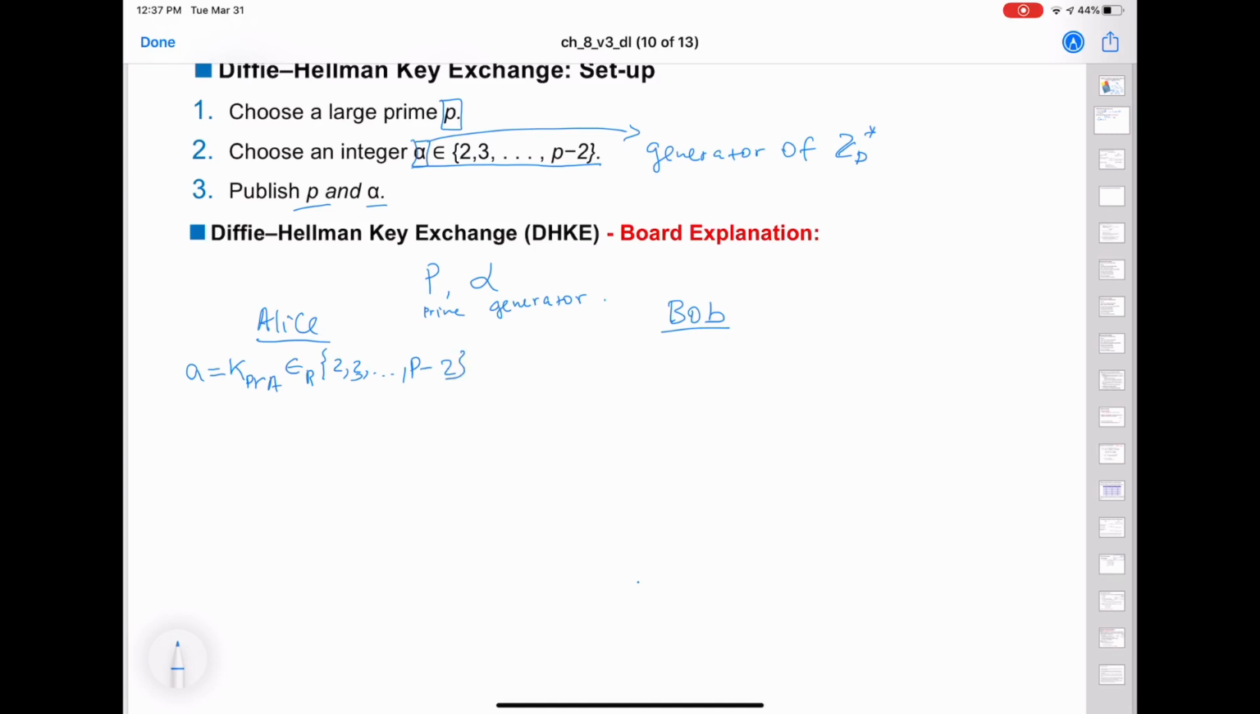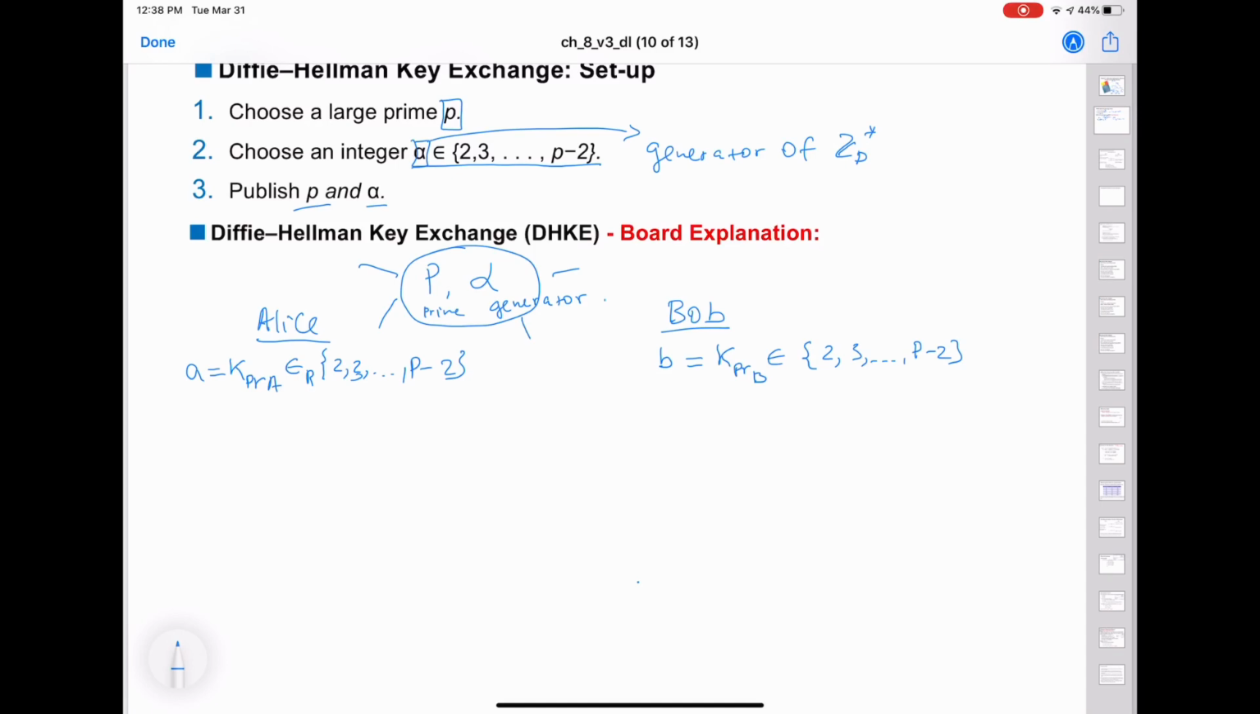Similarly, Bob will choose his own color. I'm going to call it b, which is the private color of Bob, from the same set. He knows what p is, because it is published. Everybody knows about p and alpha.